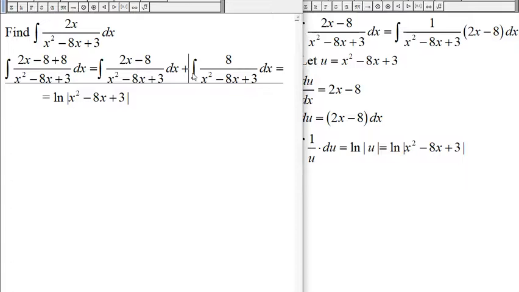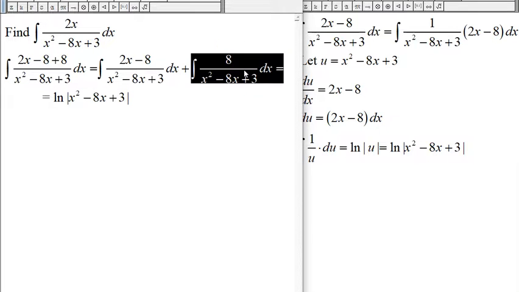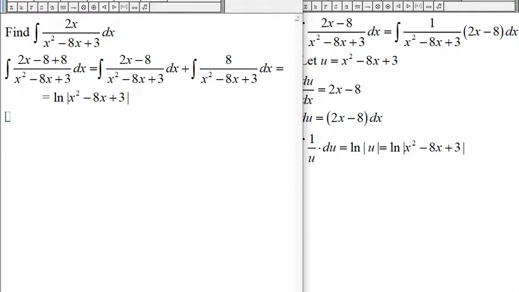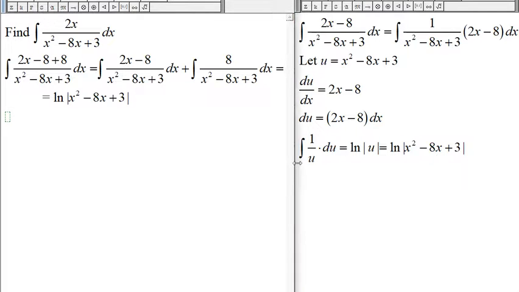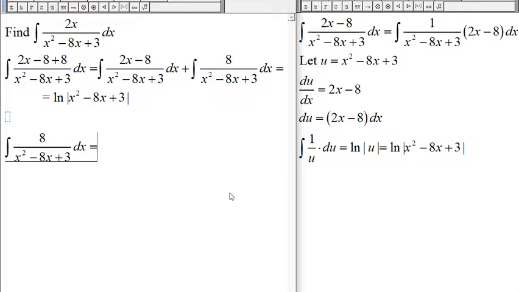And then the second integral, we can do it like this. This is the same as 8 times the integral of 1 over x squared minus 8x plus 3. And then we can do completing the square on this one.